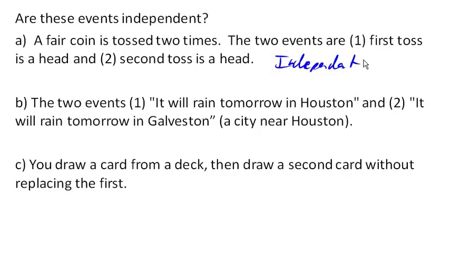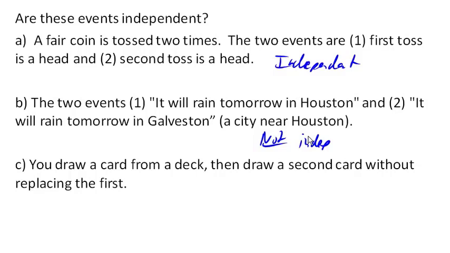How about the two events: it will rain tomorrow in Houston, and it will rain tomorrow in Galveston, which is a city near Houston? These are not independent because the cities are close together. They're likely to have similar weather patterns, and so these are not independent events.